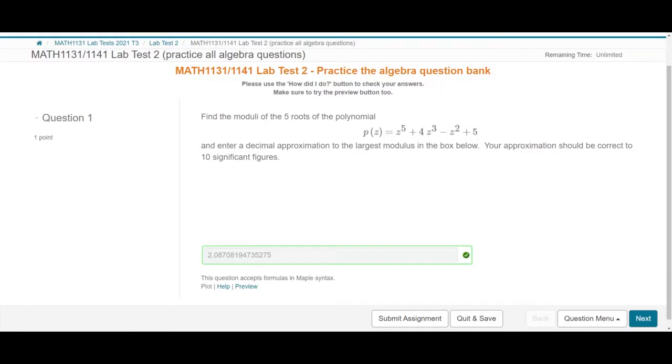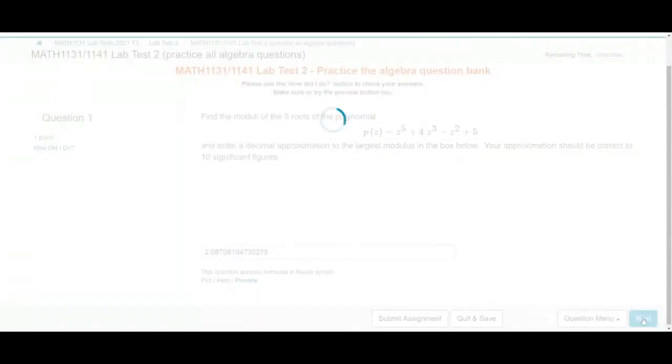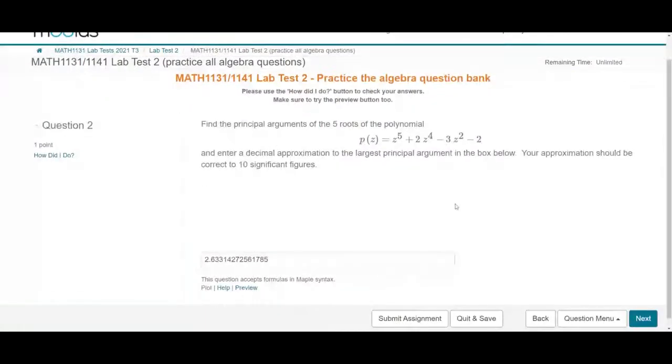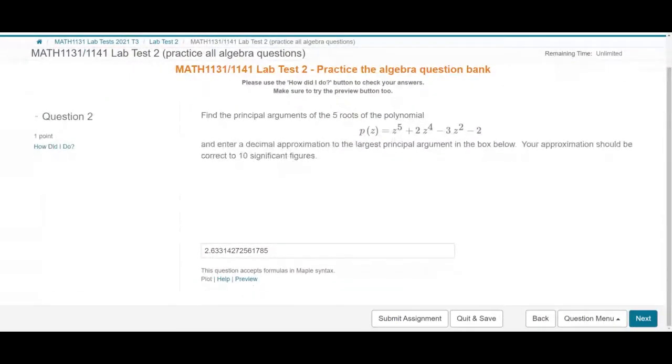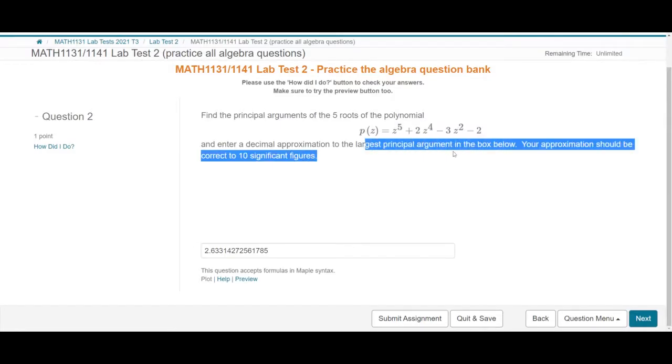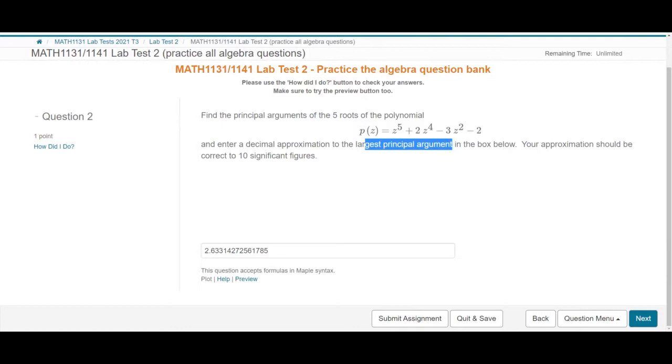Okay, so let's have a look at the next question, and then I'll go back for Tom's. So here's another almost identical one, right? You've got a polynomial. Enter for the largest principal argument this time. So you want to find the roots and find the biggest principal argument. So that's slightly different to the one that we were looking at before.